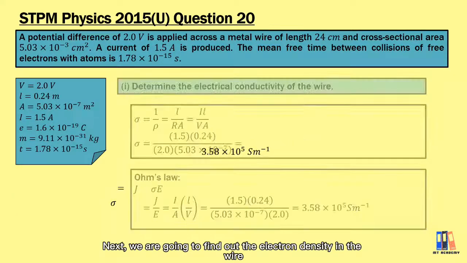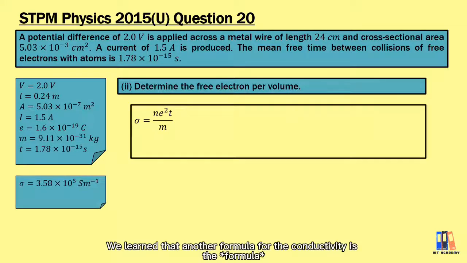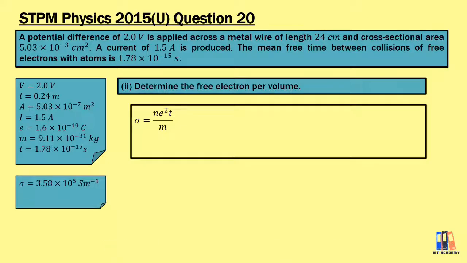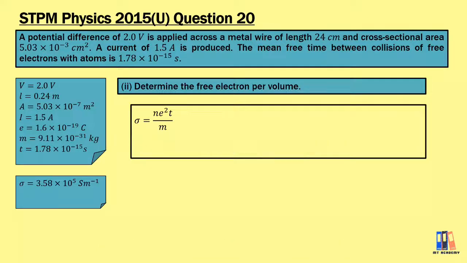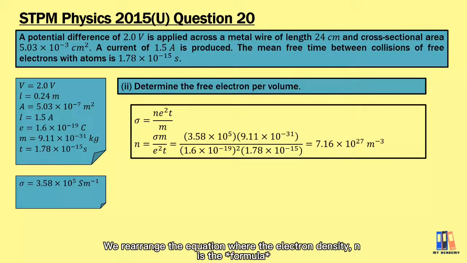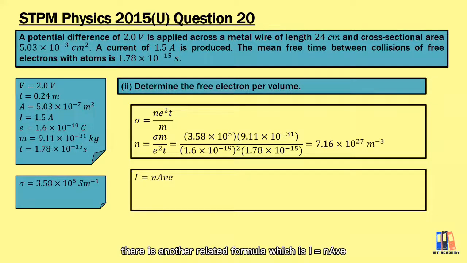Next, we are going to find out the electron density in the wire, also known as the free electrons per volume. We have the value of the conductivity. So we learned that another formula for the conductivity is Ne squared T over M, where the values for each of the terms except the electron density are given. So we rearrange the equation where the electron density is sigma M divided by e squared T. You put in all the values and you get the answer of 7.16 multiplied by 10 to the power 27 per meter cubed.